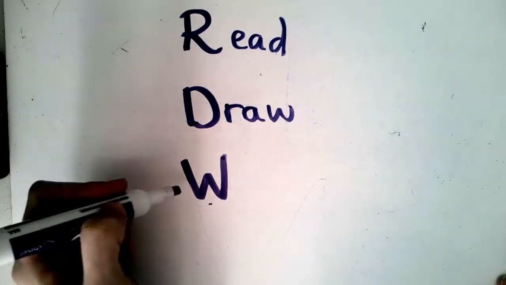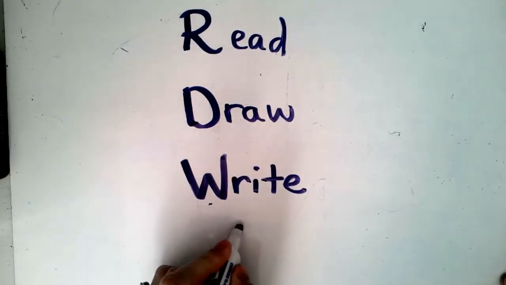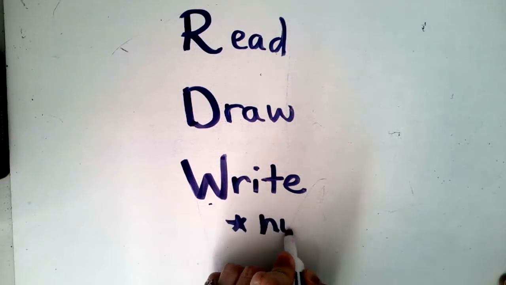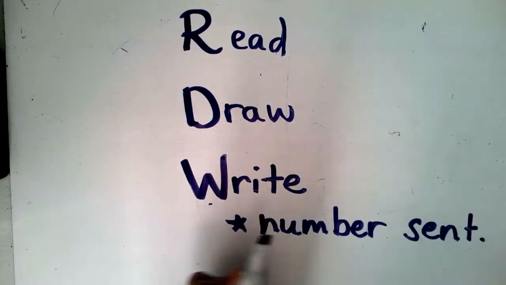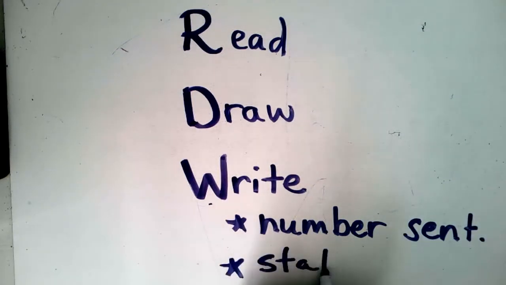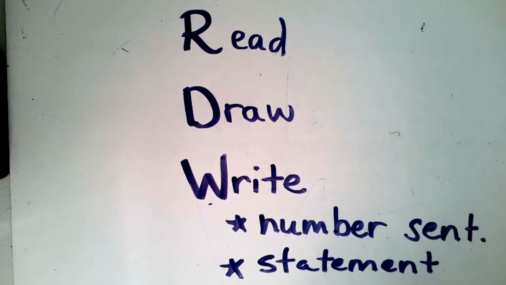We're practicing that strategy. And then our W, remember that W? Read, draw, and write. Okay, we need to write our number sentence. And we need to write our statement. Remember, those statements right now are partially done for you, so you just have to put in your answer. All right, now we're going to slide our math book in the mix here and get started.